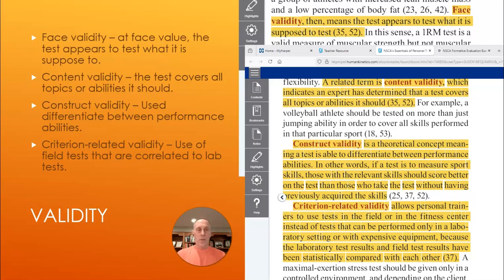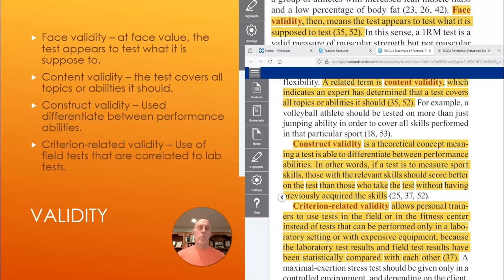Content validity has a little bit broader scope here. When you read content validity, intuitively you go, it's a battery of tests and it's all these different things that we should cover. But in essence, what you're looking at is we have a test and it's able to measure and evaluate all the things that it should.